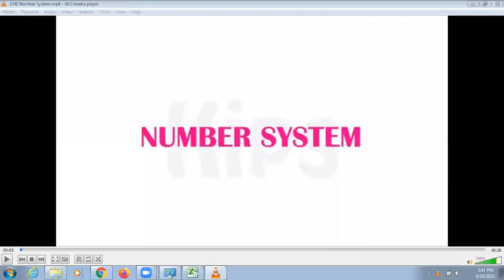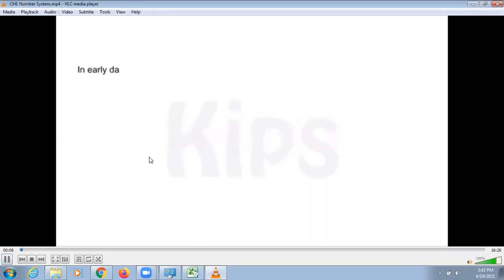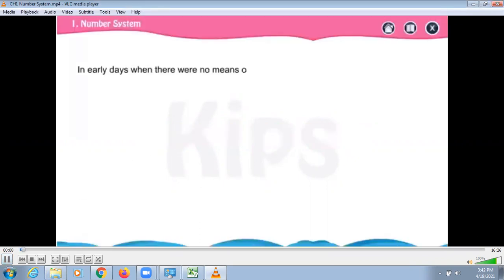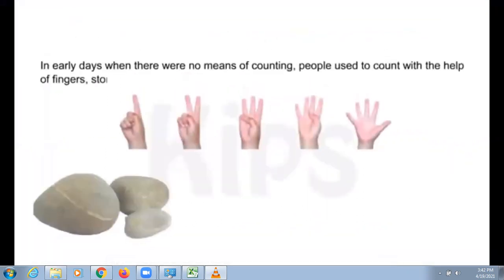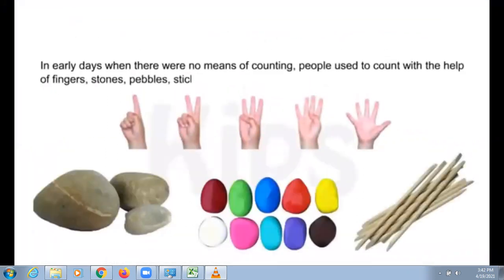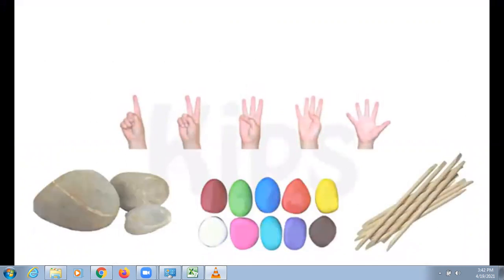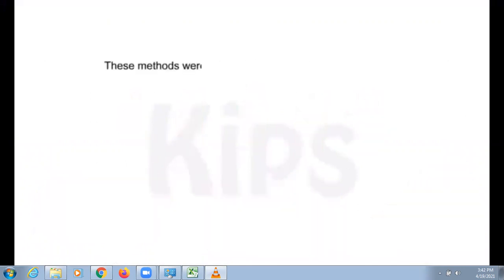Good morning, everyone. Today we have to understand how to convert a decimal number into a binary number. Let us understand first the number system. In early days, when there were no means of counting, people used to count with the help of fingers, stones, pebbles, sticks, etc. These methods were not adequate and had many limitations.